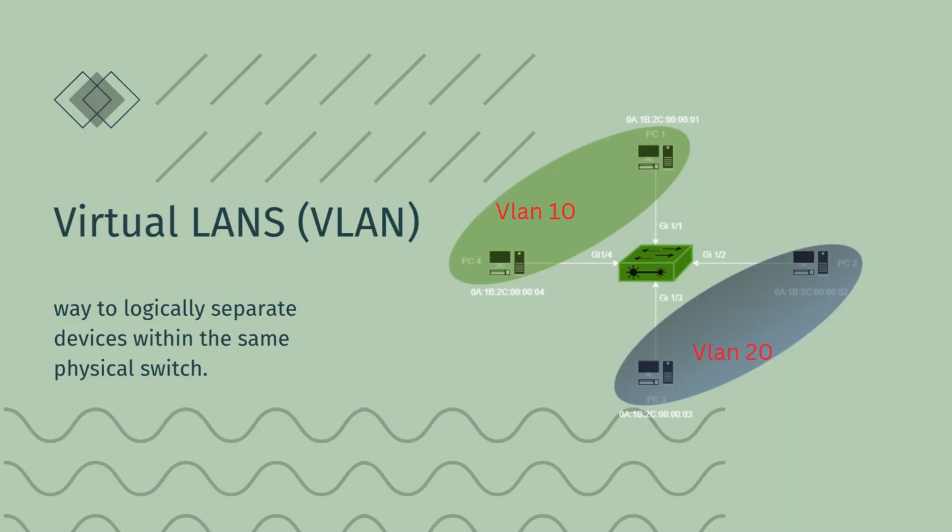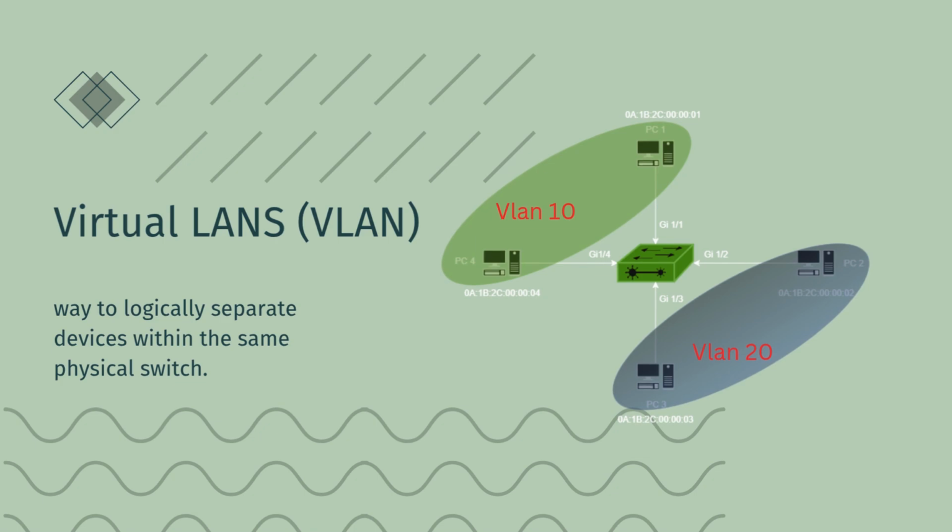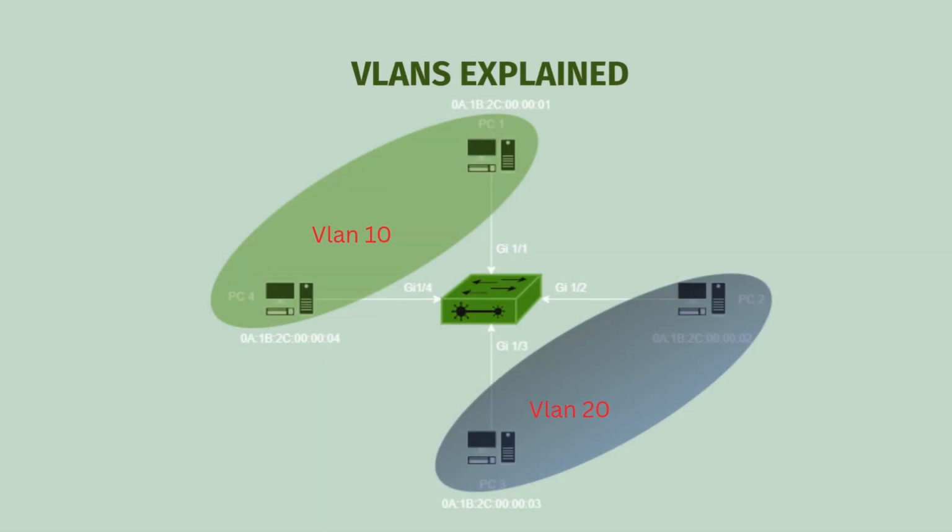Here is what VLANs do. By default, all devices on a switch can see each other's broadcast, as we discussed in the previous slides. But if you assign devices to different VLANs, their broadcast traffic stays within their own VLAN. So in our case, the green traffic is meant for VLAN 10 only, and blue traffic is meant for VLAN 20.